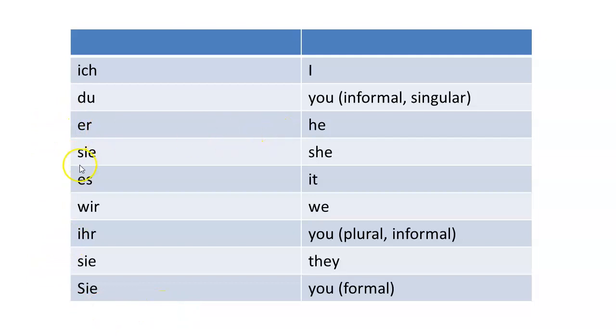Er is he. Sie is she. Es is it. Wir. Be careful with the pronunciation. Wir, like a W, like an English V. Wir. And then sie also means they, and you have to be careful. Sie means she or they, and it's just context of your conversation that will tell them apart. Okay, so be sure you know your subject pronouns. That's the number one thing here. Before you begin conjugating verbs, you have to know the subject pronouns. You have to have them memorized.